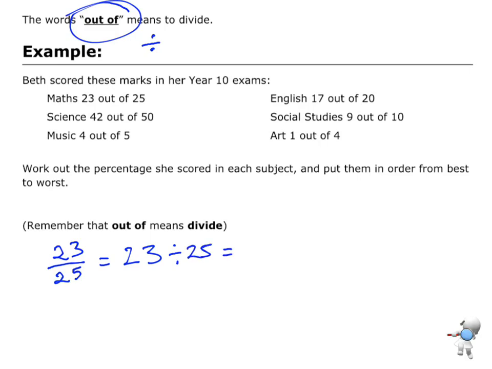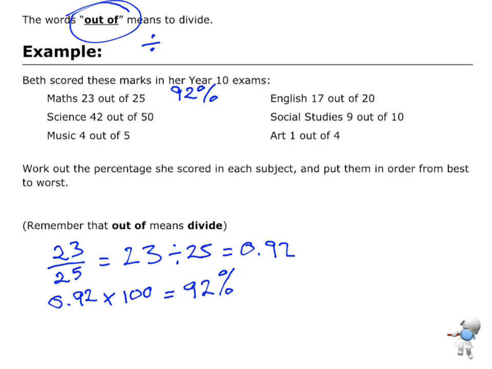If I put that into my calculator, that will give me 0.92. However, I need to turn that into a percentage. So I'm going to take 0.92 and multiply that by 100, because remember there's that percent, per 100. So if I multiply that by 100, that's going to give me 92%. So in maths, her score was 92% in the Year 10 exam.